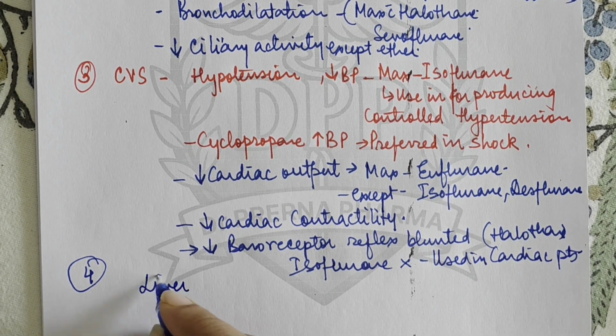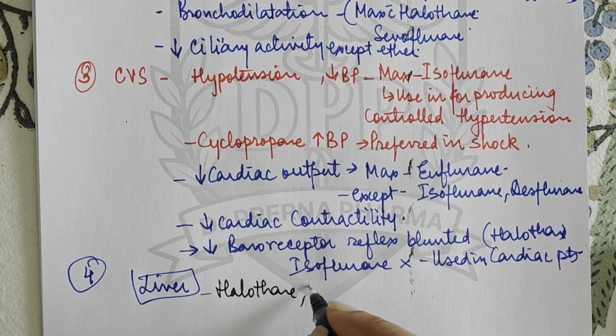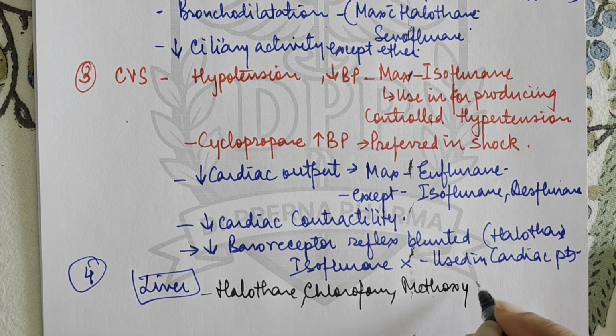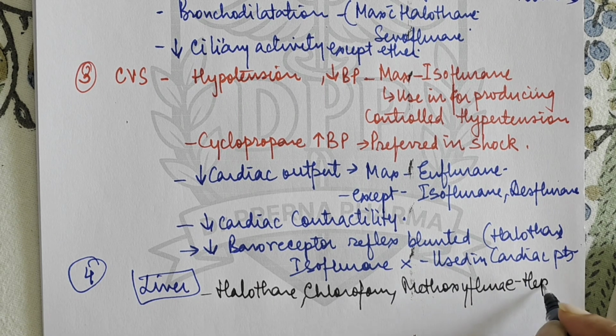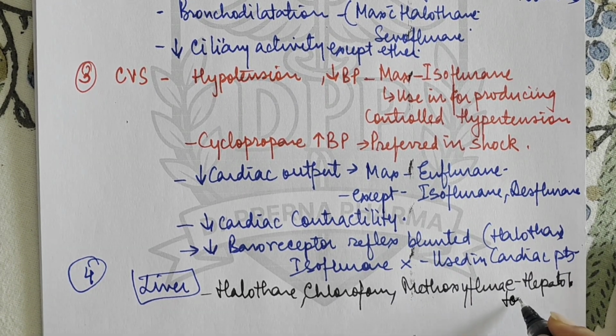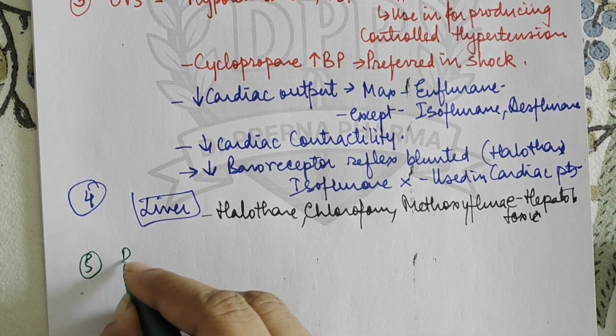Then talking about the liver, which of these drugs are hepatotoxic? Halothane, chloroform and methoxyflurane. These drugs can result in liver toxicity, because they are metabolized there, and therefore they cause hepatotoxicity.